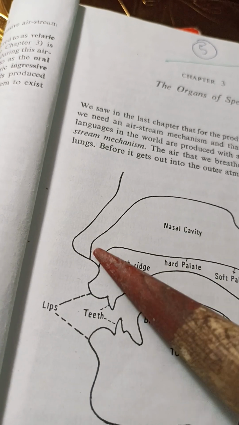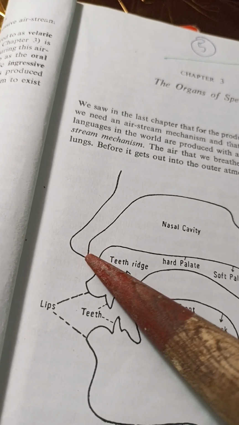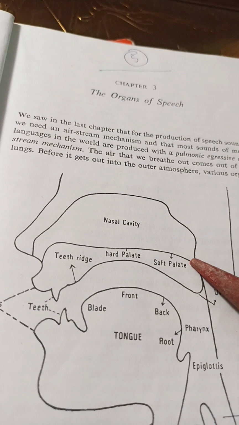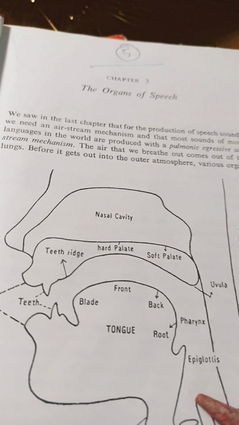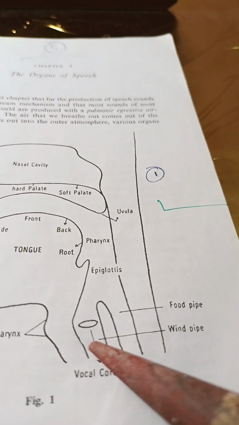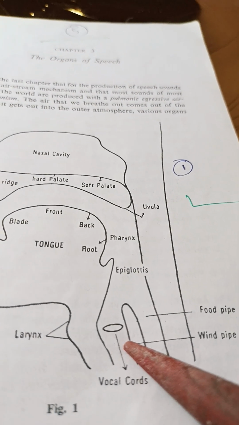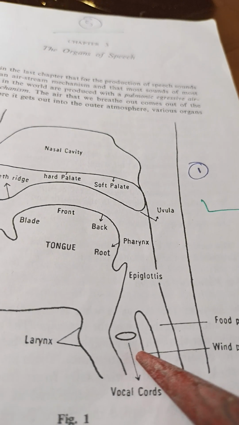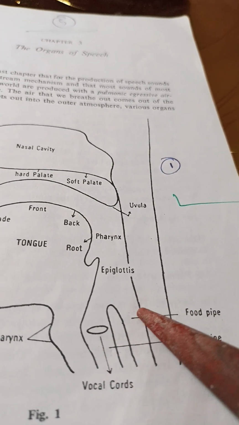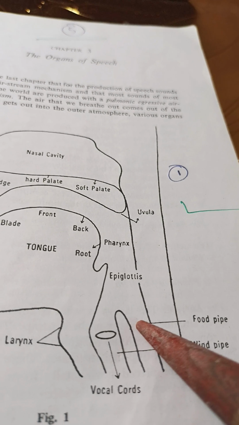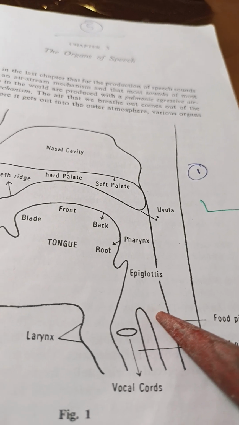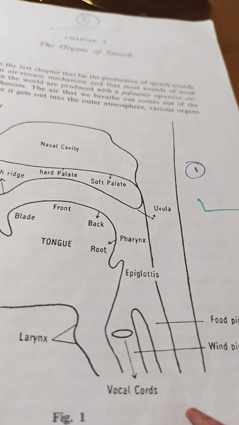From here, two nostrils are there, and through these two nostrils we take in air. That air goes into our lungs through the windpipe. This is called the windpipe. Through the windpipe the air goes in, and this is the food pipe. Through this food pipe, the food which we take goes inside our stomach.